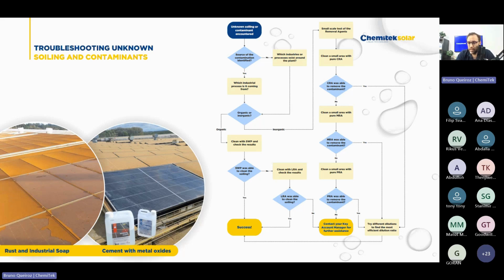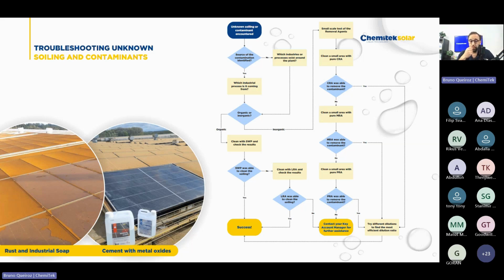If it's inorganic, if it's none of the normal stuff that you can find on panels, then start by doing small-scale tests on a panel or a few cells, just to find the product that works. Start with the CRA. If it works, great. If not, try the MRA. If it doesn't work, then go to the PRA. And if it still doesn't work, then come to us, and we'll try to see if there is a combination of products that might work.